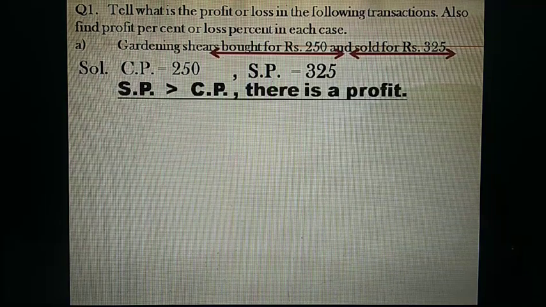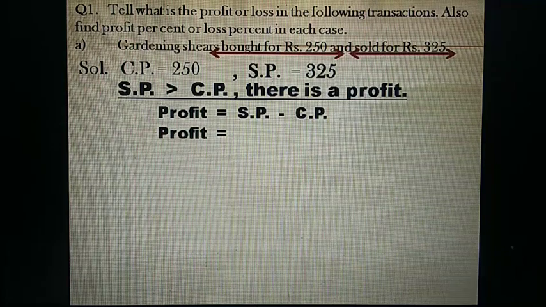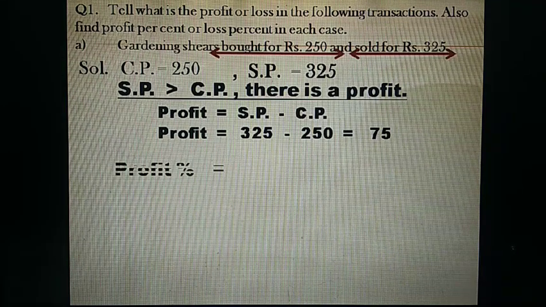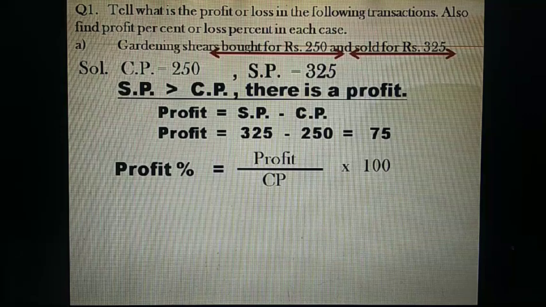Here, selling price is greater than cost price, so there is a profit. How will you find this profit? By subtracting them, that is SP minus CP. Putting the values here, 325 minus 250, you will get the answer as 75. We are supposed to find percentage also. So profit percent means profit upon CP into 100. Always calculate percentage in terms of CP.